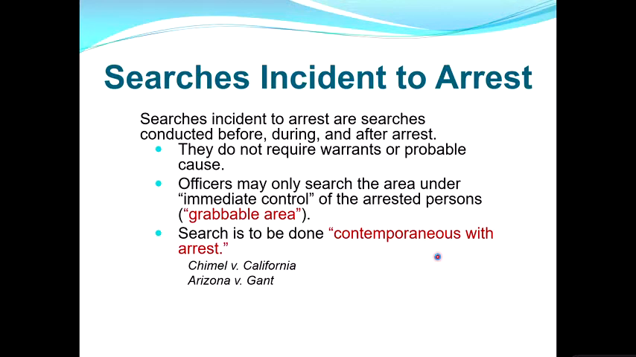So when you search someone incident to arrest, you can search not only their person, but what is known as their grabbable area. Oftentimes we'll call it a wingspan search, because you can essentially search as far as that person's hands can reach to see if they have any weapons there. And this is for officer safety, obviously, to see what they have access to. If they're in a car and you search the person and then put them back in the car, they could still have access to a gun that's underneath the seat or something like that.